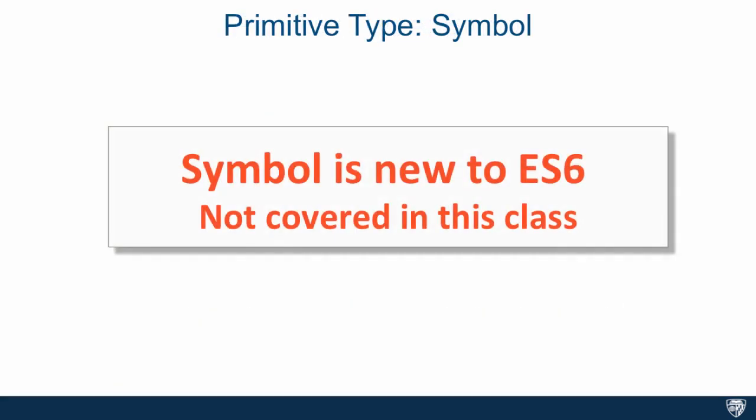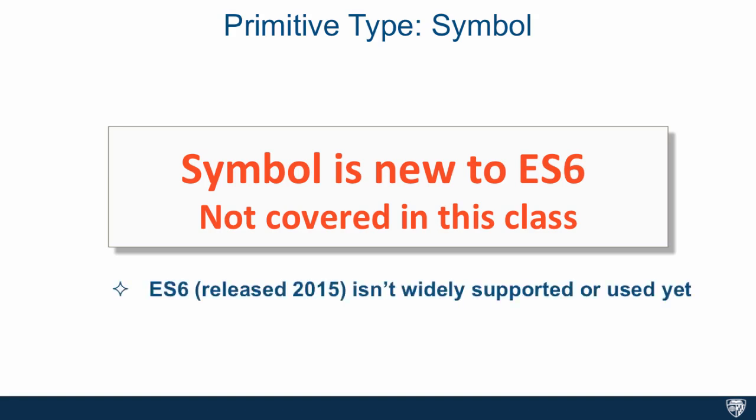The last primitive type that I'll mention is symbol. Now, we're not really going to cover this data type in this class. And the reason is that it's new to ES6, otherwise known as ECMAScript 6. Now, ECMAScript 6 was released in 2015, around mid-2015, and it just isn't widely supported or really used yet. It will probably become quite popular in the next number of years, but it's not there yet, so we're going to skip it for this course. Okay, so time to go to the code editor and see some examples.